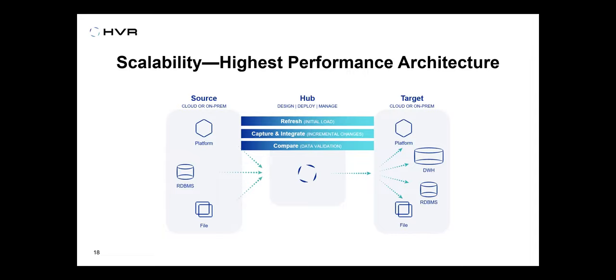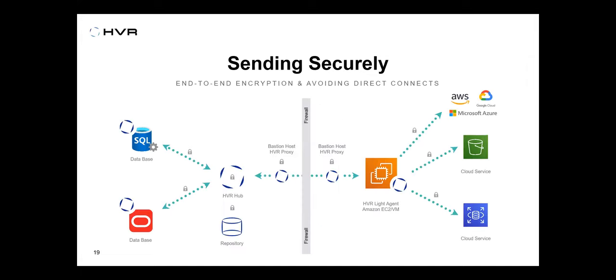And throughout that entire journey from source to target with our agent-based approach, everything is encrypted and compressed. So you don't have to worry about all of that. And the data travels from RAM to RAM. So it's a memory-based data replication process. Of course, we can spill over to disk should we need to, but by and large, it's RAM to RAM.